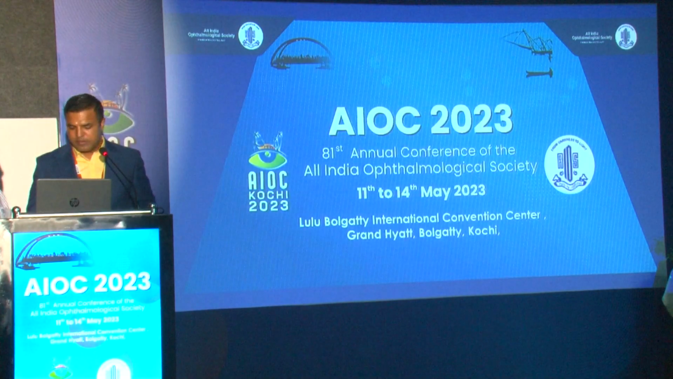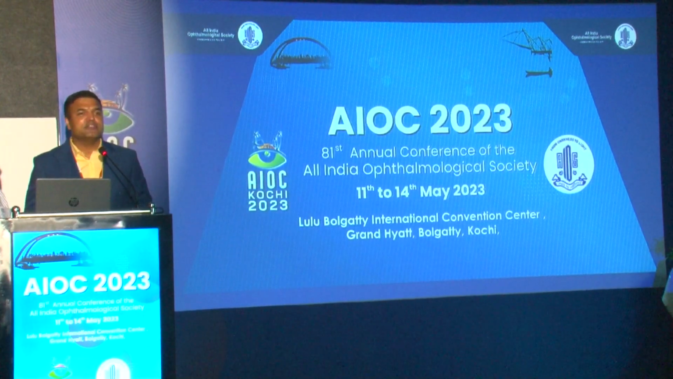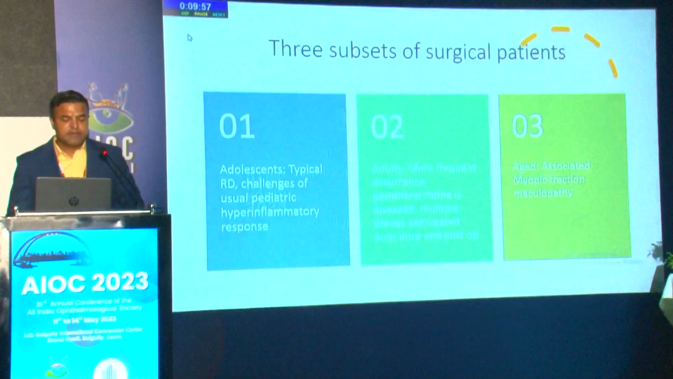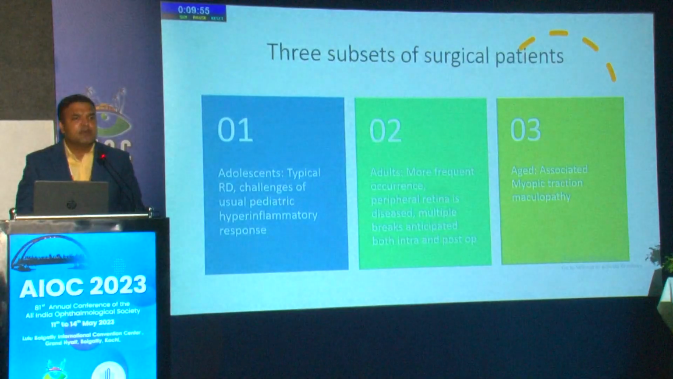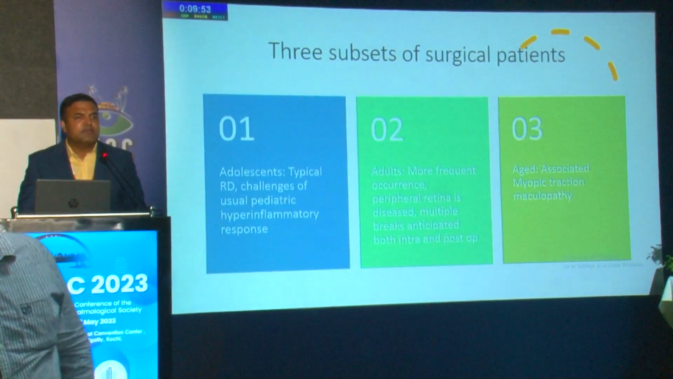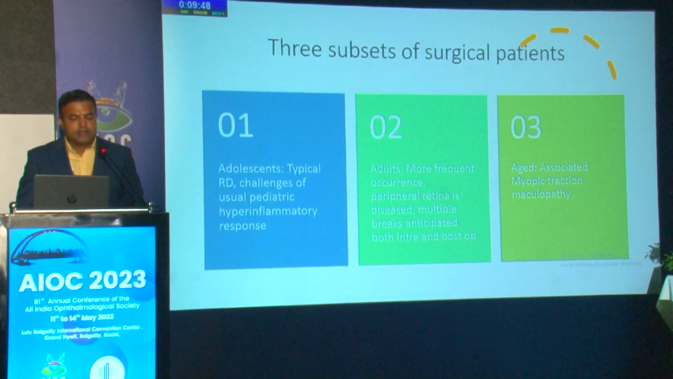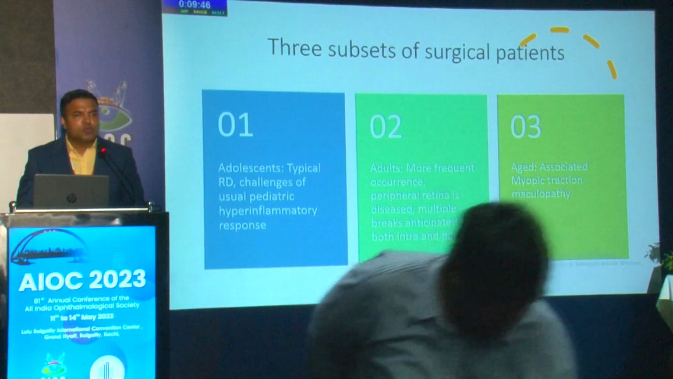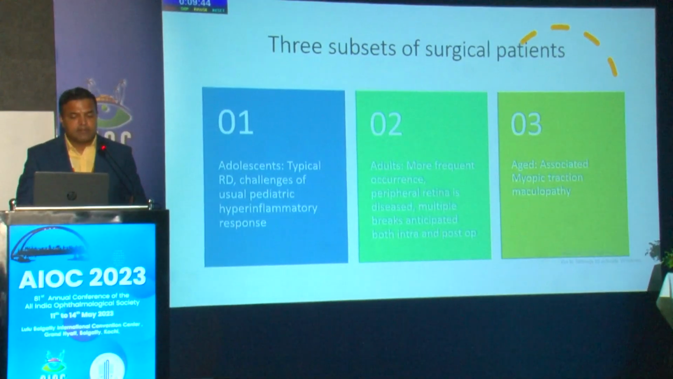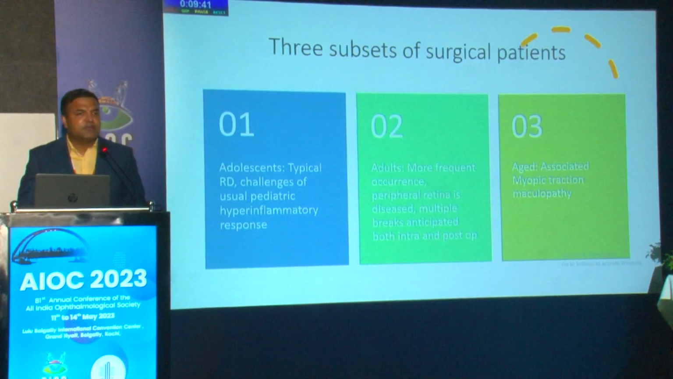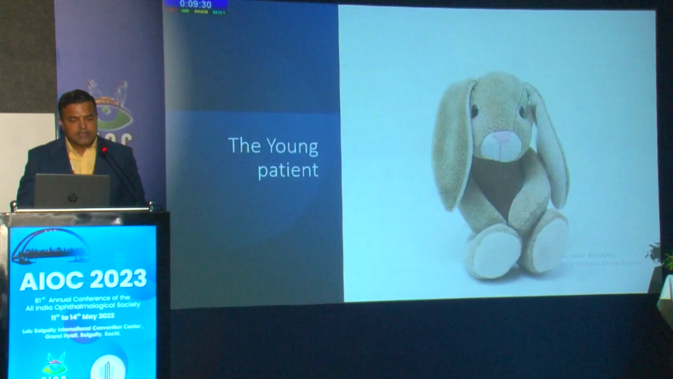So when we talk about the patients with globe, the myopes, there are 3 subsets that we are looking at. First are the adolescents. They have typical kind of RDs, but the issues are mostly with the pediatric hyperinflammatory response after you treat them. Then there are adults who have more peripheral breaks than usual, and these breaks have to be anticipated and dealt with intra and post-operatively. And then there are aged patients where you have more myopic traction maculopathy and macular hole associated RDs. So this is our intended audience.